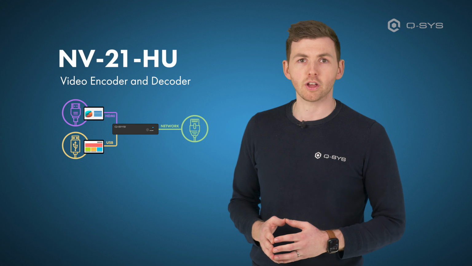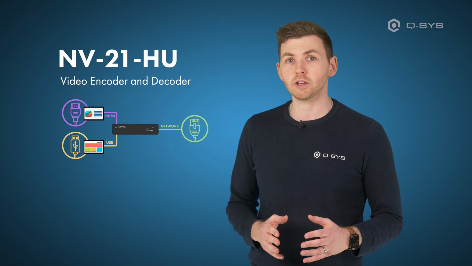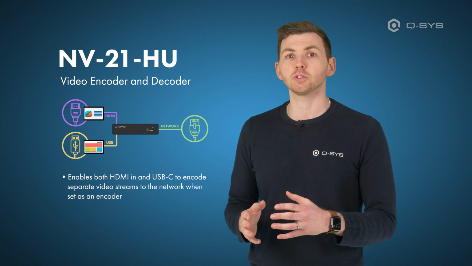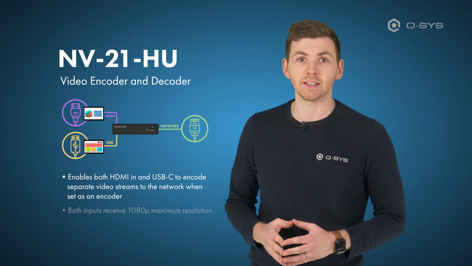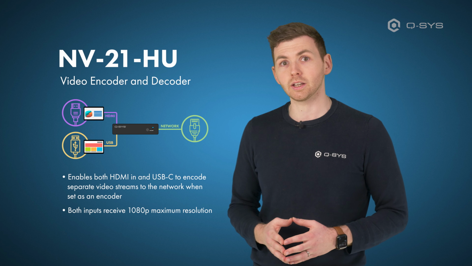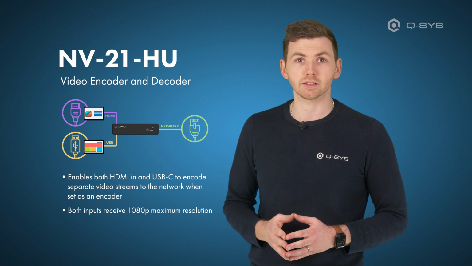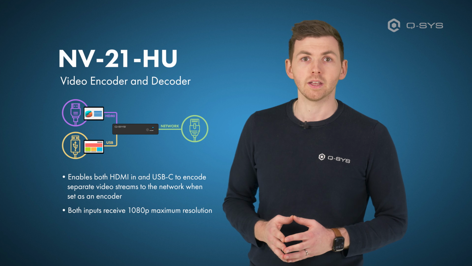Firstly, we have a new feature for the NV21 HU, which is that it can now do dual streaming from its HDMI and USB-C inputs simultaneously at 1080p resolution. Similar to the way the NV32 can encode three streams at the same time, you can now do two encodes at the same time on the NV21 in 9.10.